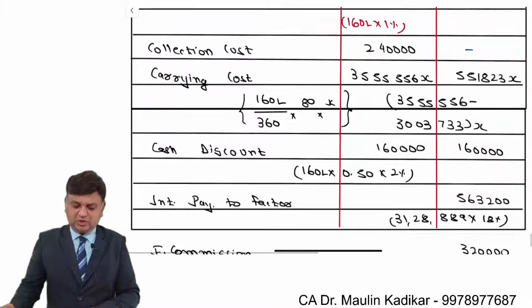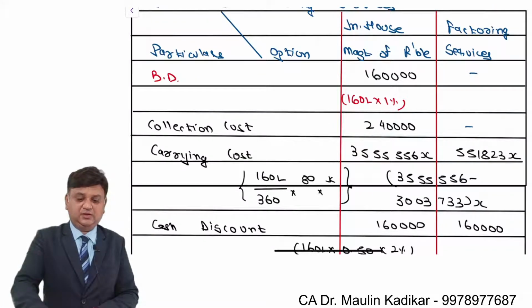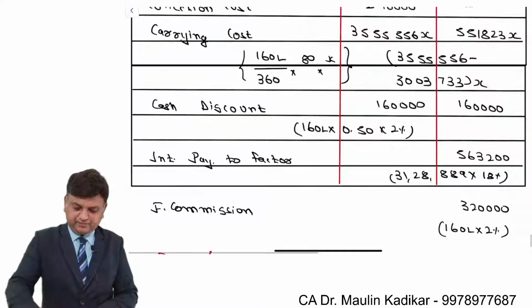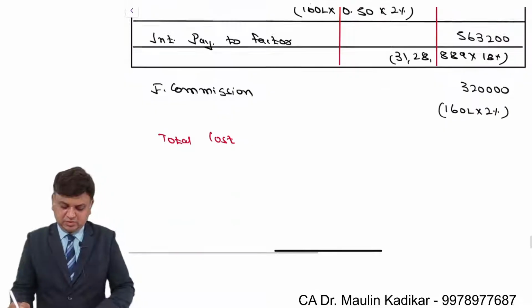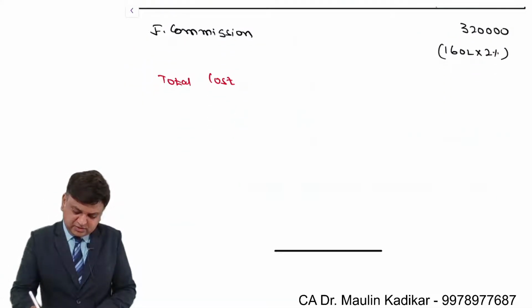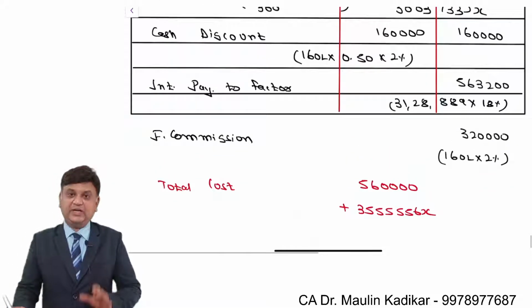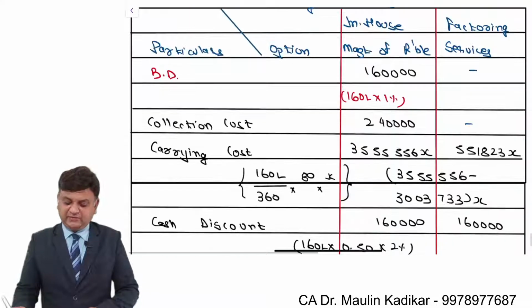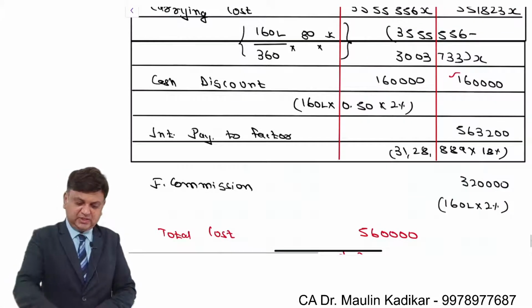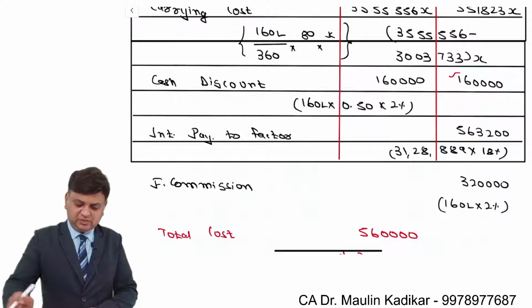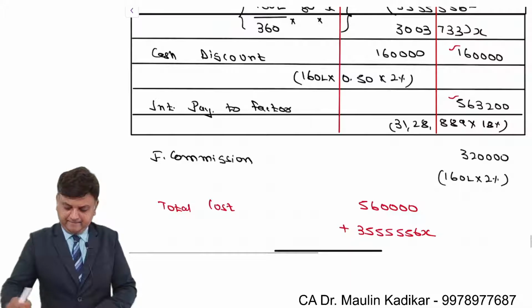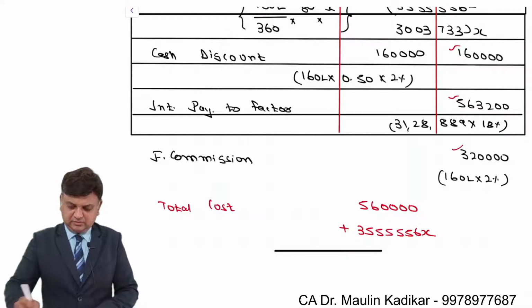For in-house and total cost for factor, that is appointment of the factor. Use a calculator: 1,60,000 plus 2,40,000 plus again 1,60,000. So it comes to 5,60,000 plus 35,55,556 into X. This is the total cost for in-house. Once you appoint the factor, it is 1,60,000 plus 563,200 plus 3,20,000.